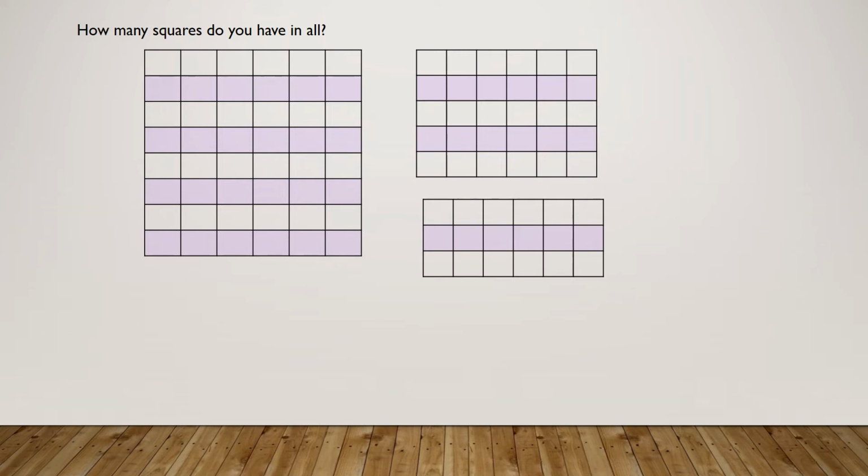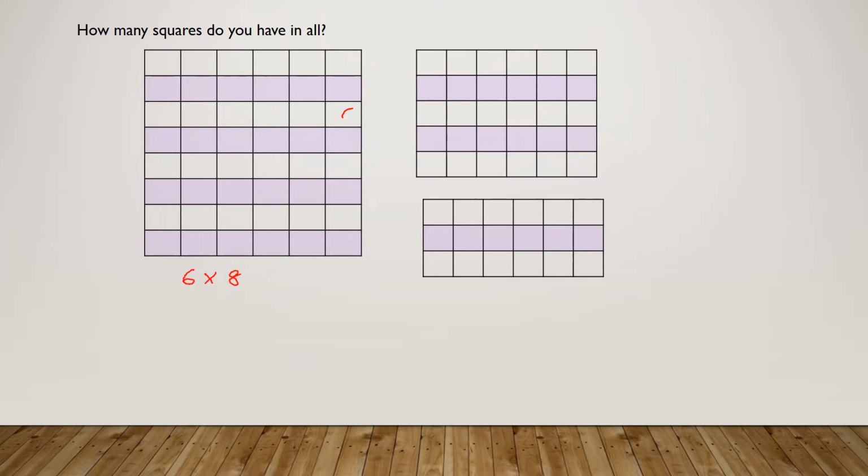Children, look at the two rectangles given here. The first one has 8 rows and 6 columns. So when you have 8 rows and 6 columns, we can write the total number of squares in it as 6 into 8.